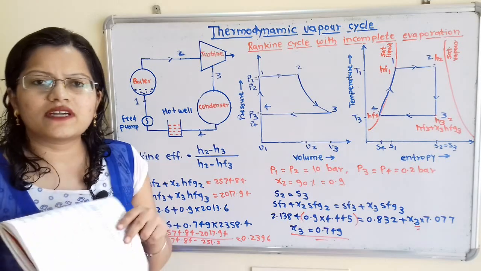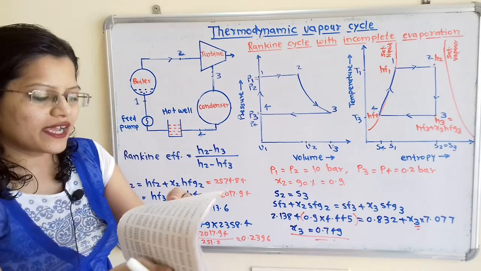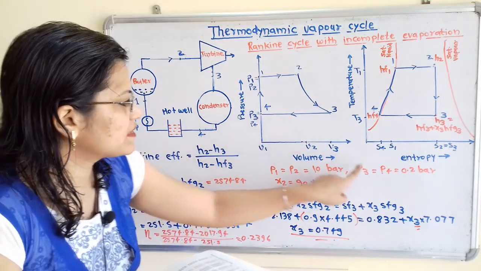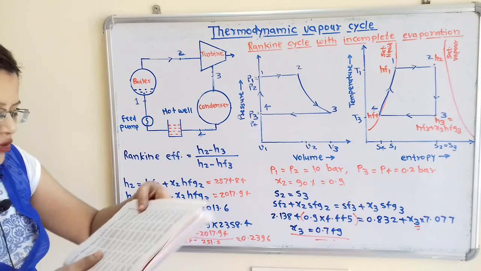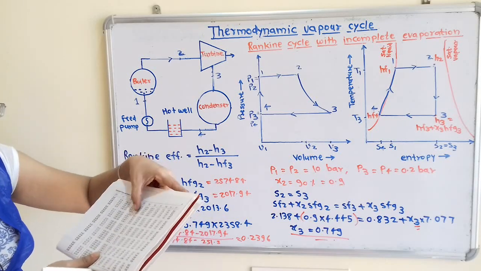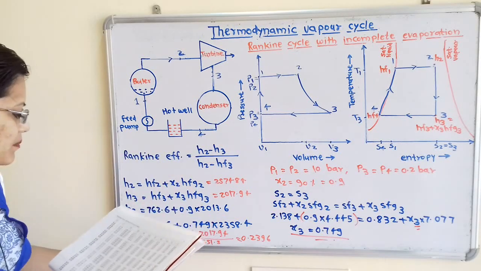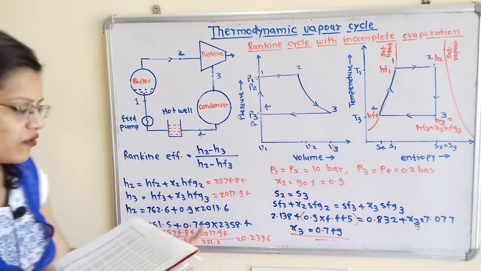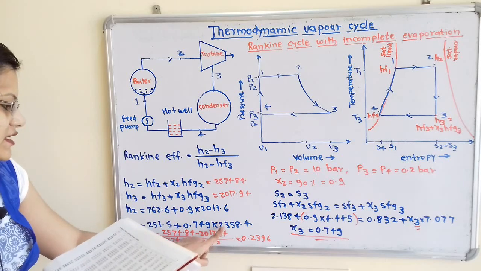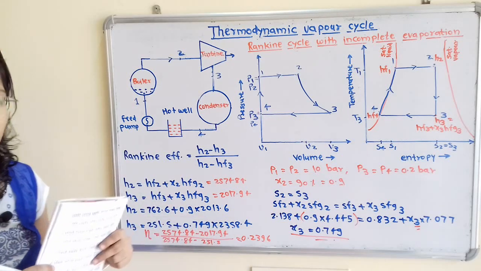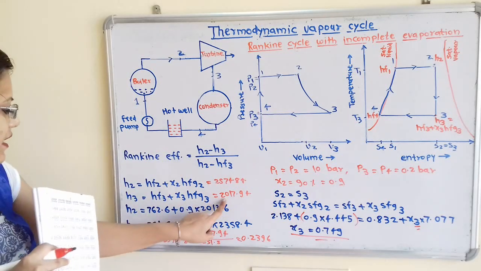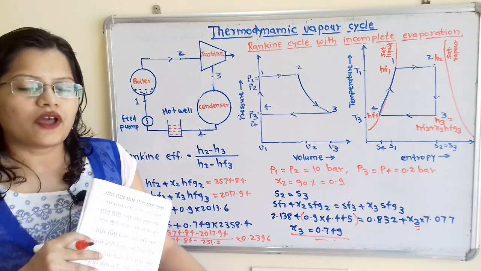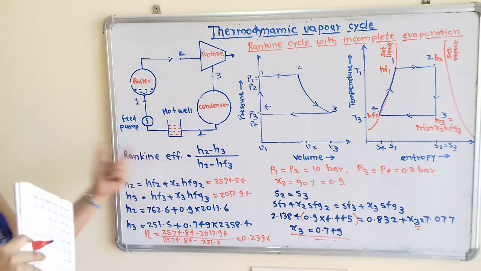How to calculate this HF and HFG? Again at point 3 we refer to the pressure P3, that is 0.2 bar. For 0.2 bar, HF is 251.5 plus 0.749, which is the value of X3, multiplied by HFG, that is 2358.4. When we solve this we get H3 as 2017.94.